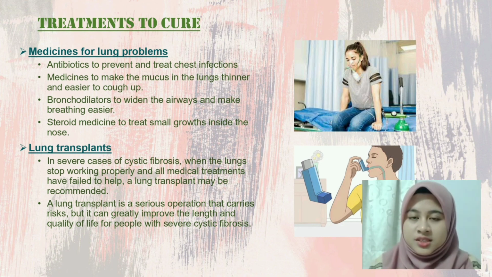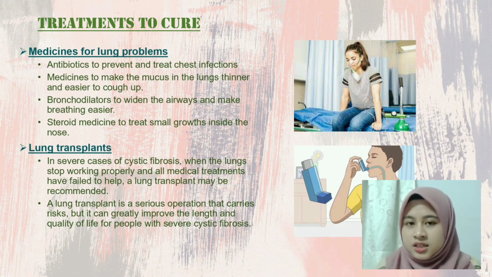Okay, now I would like to talk about treatment. Treatments for cystic fibrosis: medicine for lung problems. People with cystic fibrosis may need to take different medicines to treat and prevent lung problems. These may be swallowed, inhaled, or injected. Number one, medicines for lung problems include antibiotics to prevent and treat chest infections. There are also medicines to make the mucus in the lung thinner and easier to cough up, for example, dornase alfa, hypertonic saline, and mannitol dry powder medicine.